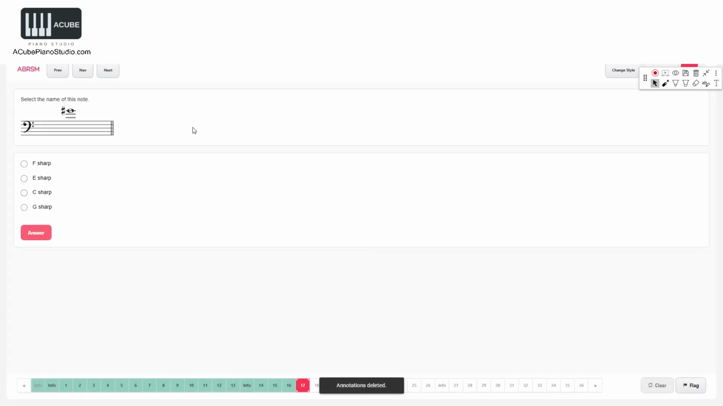Next, let's take a look at this one here. So what is this note? Well, again, it is closest to this middle C here. Then you can count all the way to here. So it's C, D, E, F, G. Because there's a sharp here, it is G sharp.